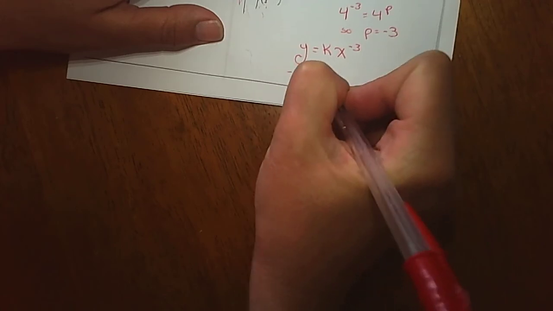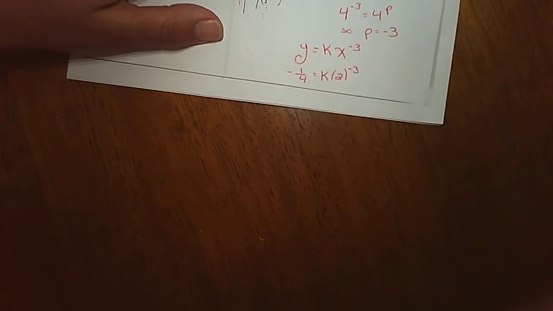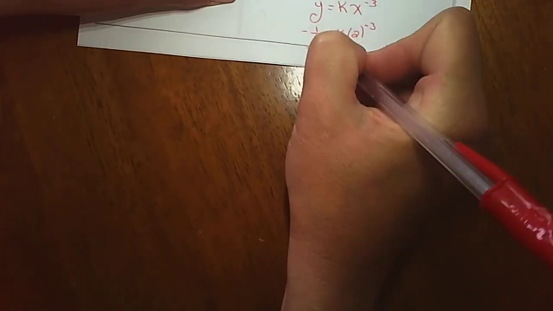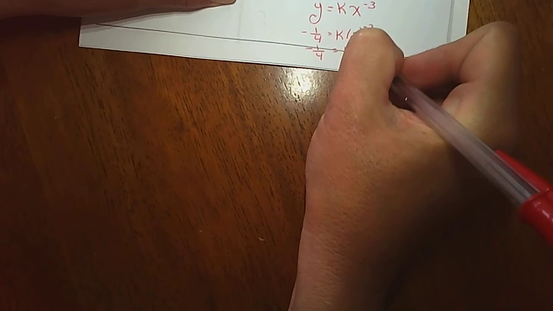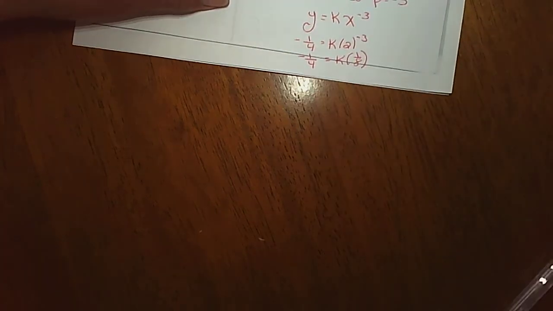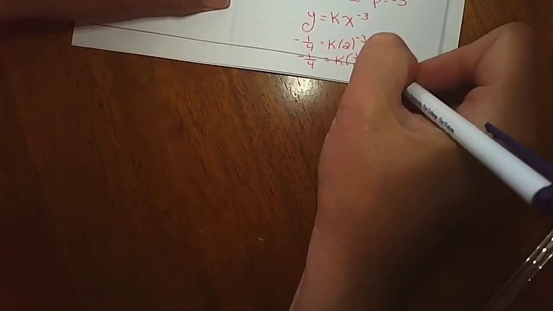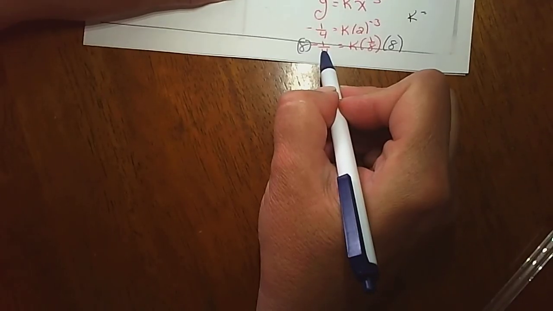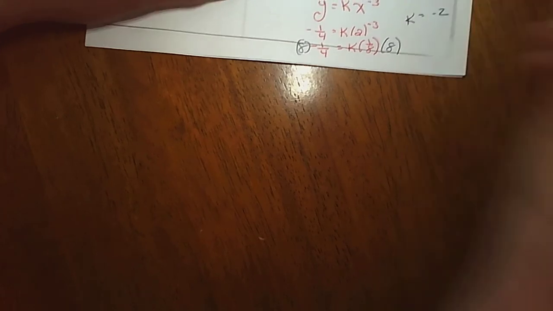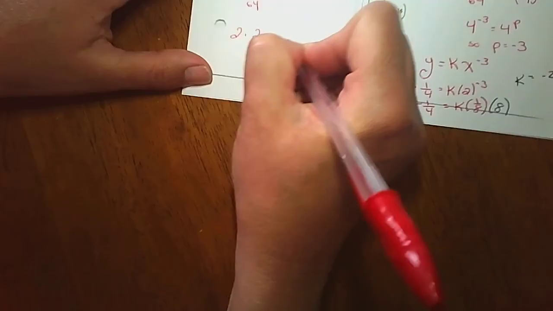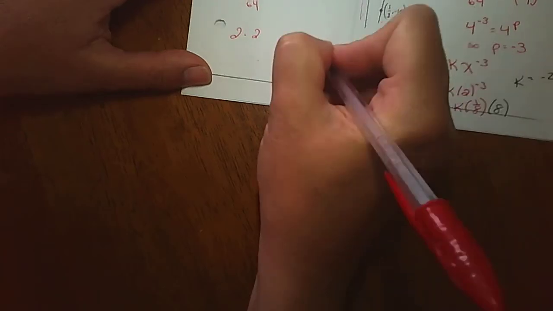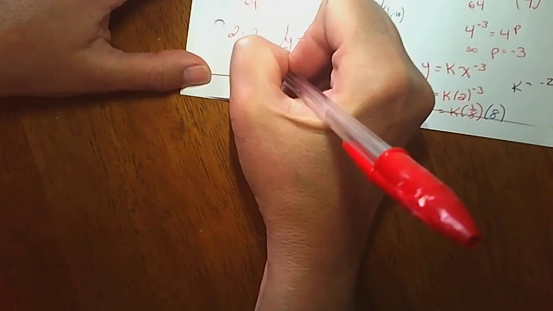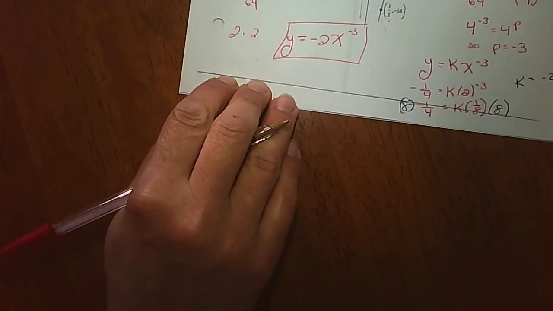-1/4 equals k 2 to the -3, which makes -1/4 equals k times 1/8. Got to get k alone, so I'm going to multiply this by the reciprocal. So I end up with k equals, well, -1/4 times 8 makes -2. So my equation here is y equals -2x to the -3. So that would be our power function.